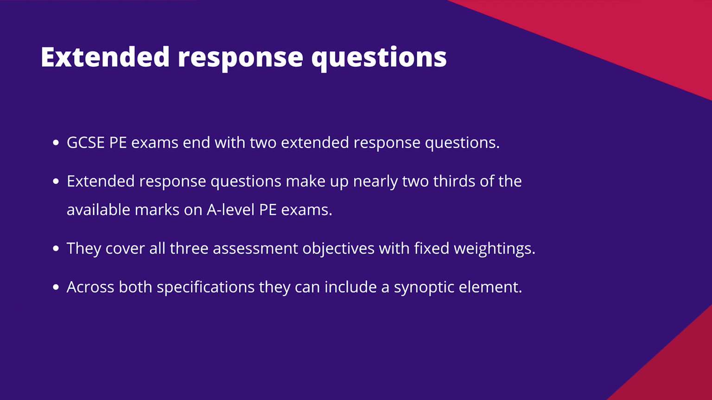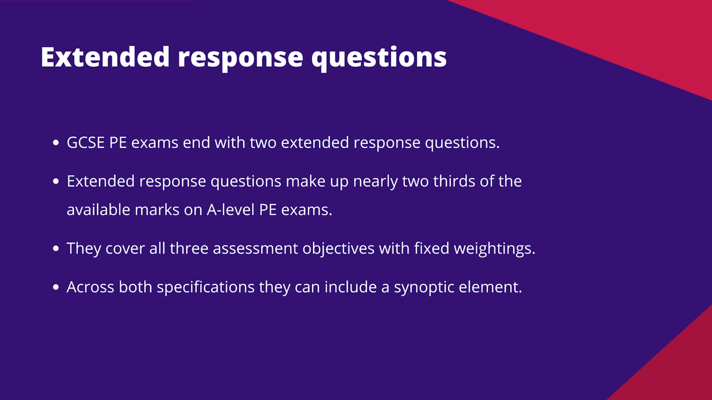Extended response questions play a role in our assessments at both GCSE and A-level. GCSE PE papers end with 2 extended response questions, one 6-mark and one 9-mark question. However, extended response questions make up approximately 2/3 of the available marks on A-level PE exams, with each section containing one 8-mark and one 15-mark question. These questions will always cover AO1, AO2 and AO3 with fixed weightings and are designed to be more open and allow students to answer them in a number of different ways. This is why these questions are marked holistically using level of response mark schemes.